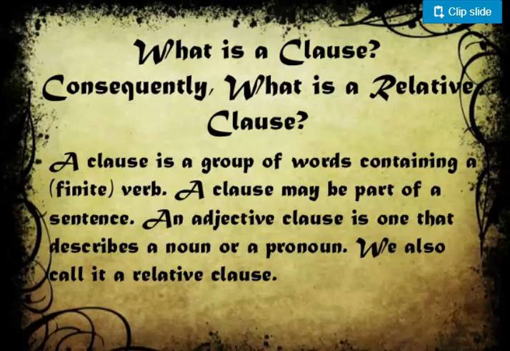A sentence is a collection of words, and a part of a sentence, you can say, is a clause. A clause is a group of words containing a finite verb. A clause may be a part of a sentence. It is a group of words containing a finite verb, which means that it has a limited number of verbs, either one, two, or three.